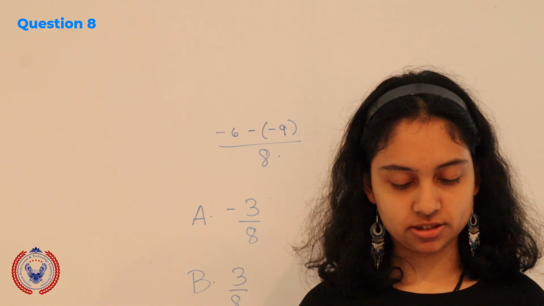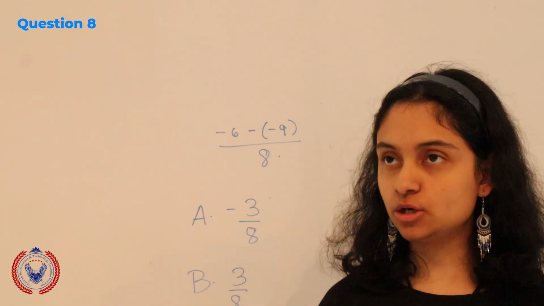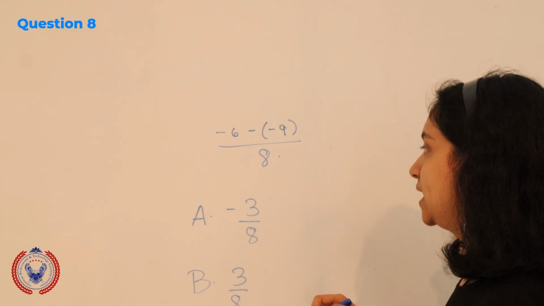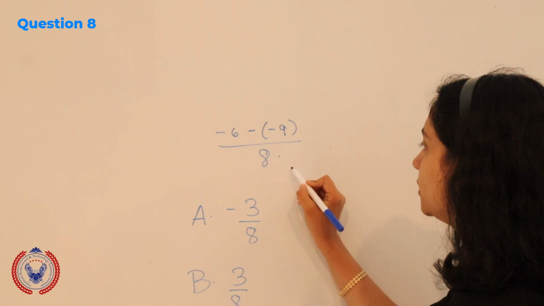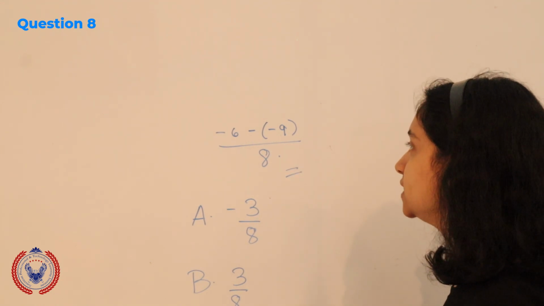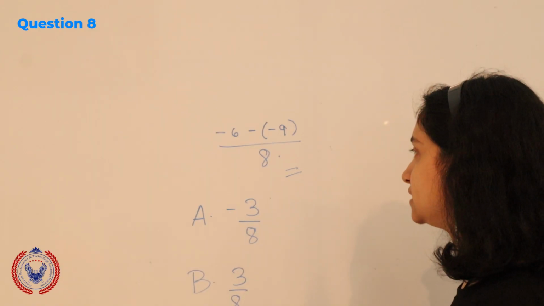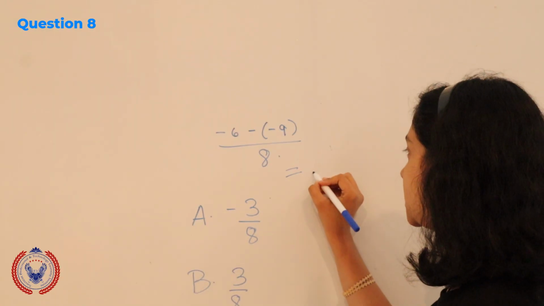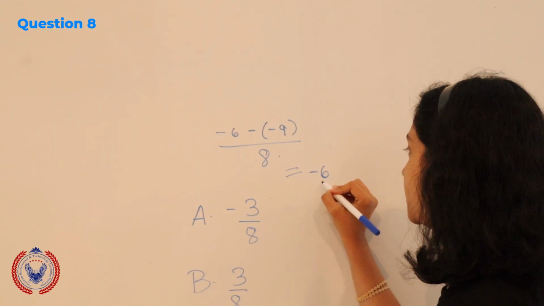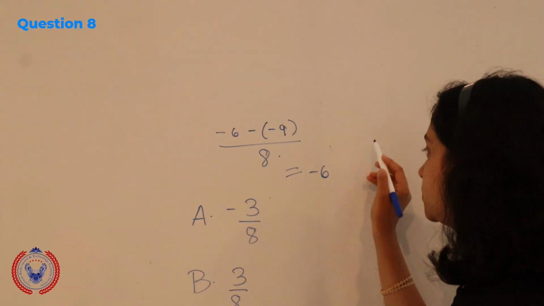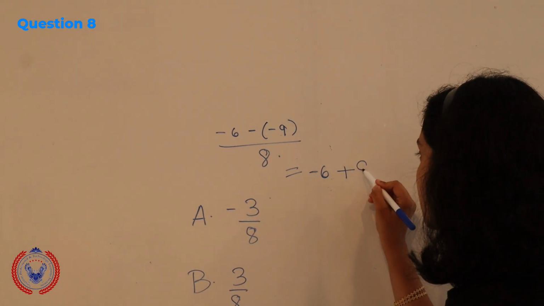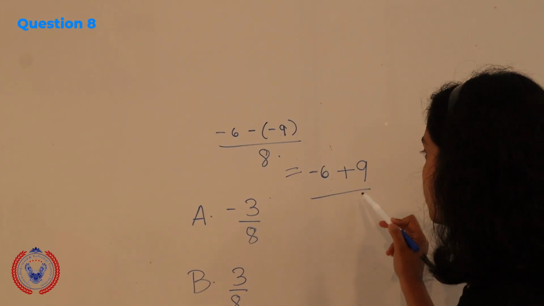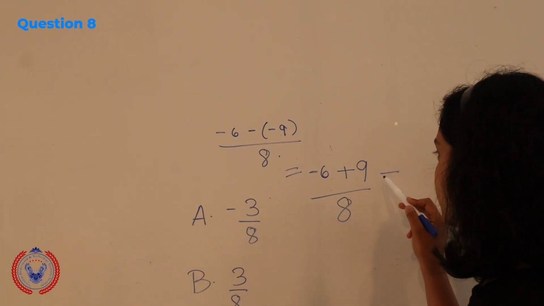Okay, question number 8. Which of the following fractions is equivalent to -6 subtracted by -9 divided by 8? Okay, this problem is an interesting one to look at because here the significance of signs is extremely important. So for solving this problem, the first step that I would take is I would rewrite the problem by doing -6, then I would distribute the negative sign. That would make a negative times negative is a positive. So it would be -6 plus 9. And then I would keep the division sign as the same, which is divided by 8.